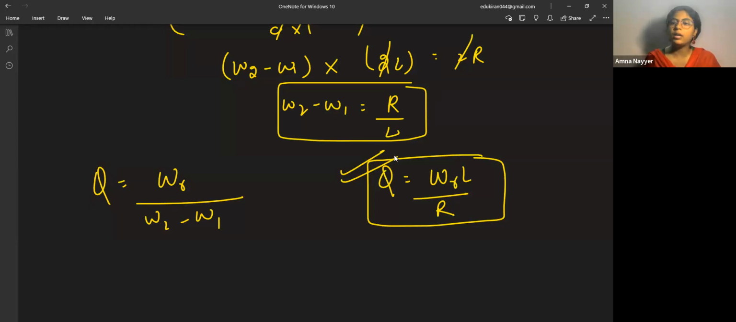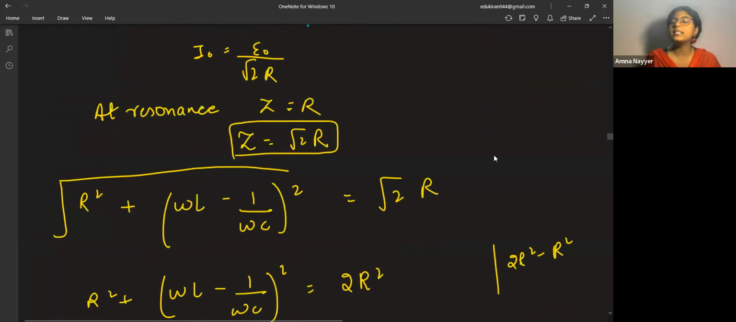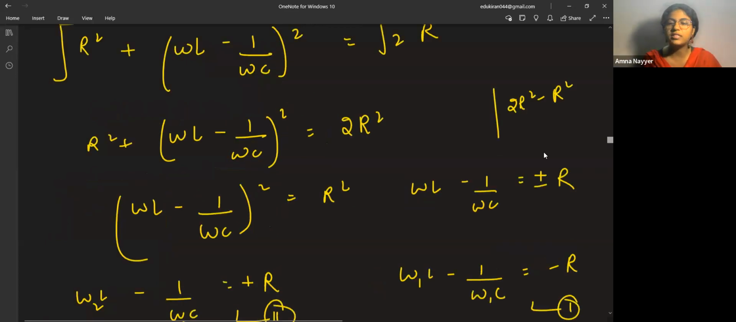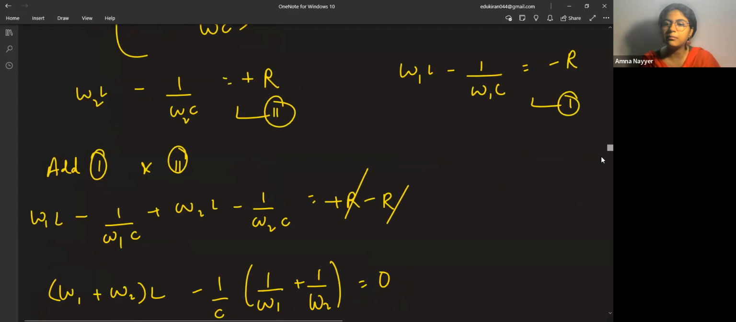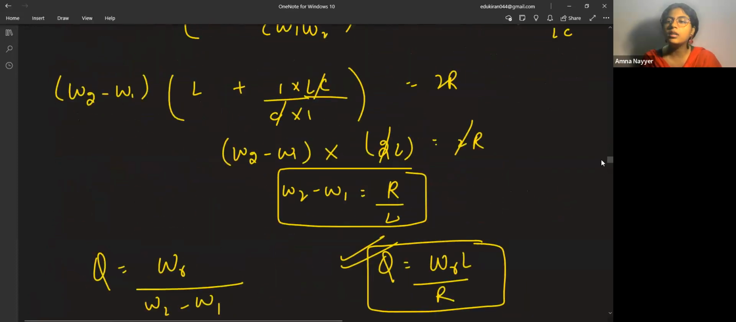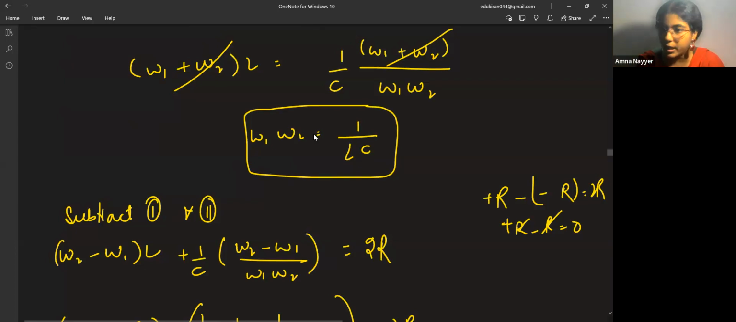How did we derive it? What are the number of steps? Firstly, we used Z is equal to root 2R. We solved this by putting in the entire formula of Z, and we obtained two main equations having omega 1 and omega 2. Now we have added them and we have subtracted them. When we subtracted them, we reached a point where it couldn't be solved further, because we don't know what omega 1 into omega 2 is. So for that, we had already added them and found the value of omega 1 into omega 2.